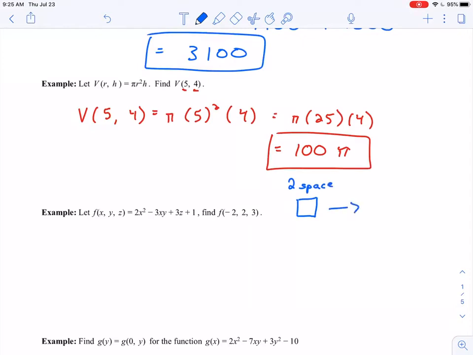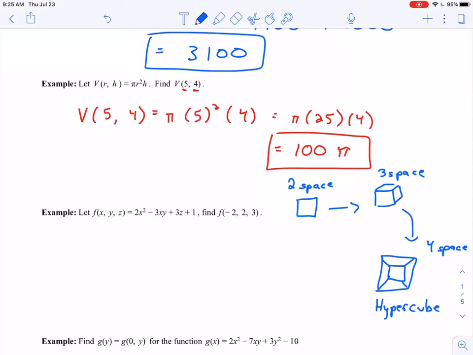In 3 space, if we expand that out, we no longer have a square, we have a cube. So this is 3 space. If you were to look in 4 space, you no longer have a cube. Instead, you have what's called a hypercube, which there's really not a great way to visualize. This is what we use to represent a hypercube, and I'll write that down, hypercube. And it's just a super cool shape.